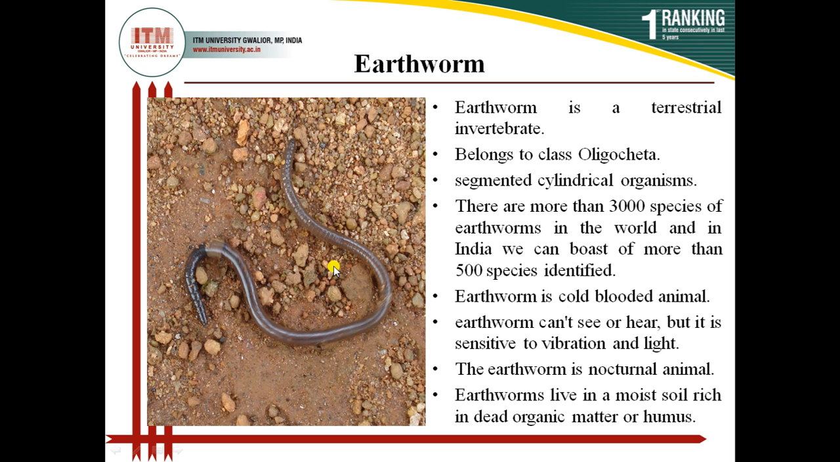But the blood of the earthworm is cold blooded, meaning if the outside atmosphere is very cold, as in winter, when the outside temperature is about 4 degrees, 3 degrees, 0 degrees, what happens? The blood of the earthworm makes equilibrium with the outside temperature. So if the outside temperature is 0, definitely the temperature of the earthworm's blood goes down to zero. So the earthworm can die.